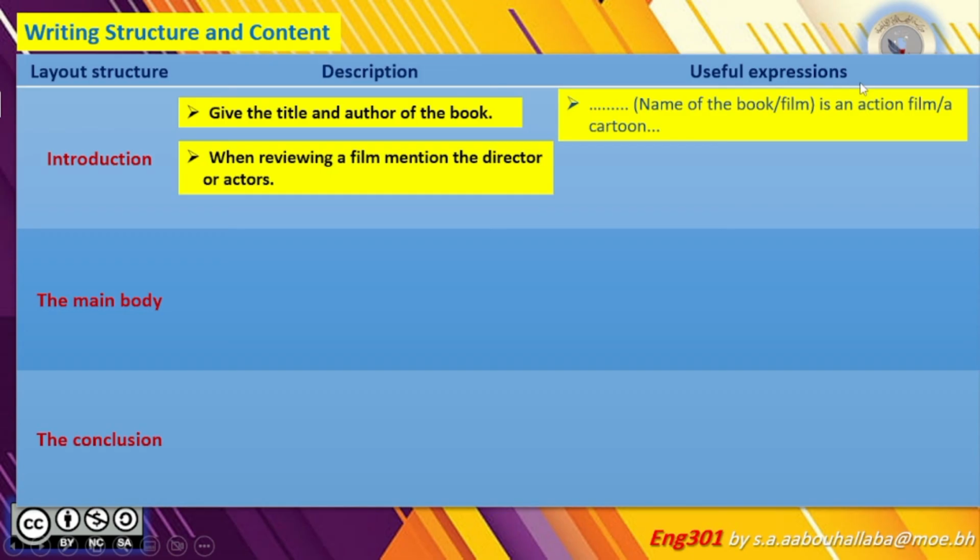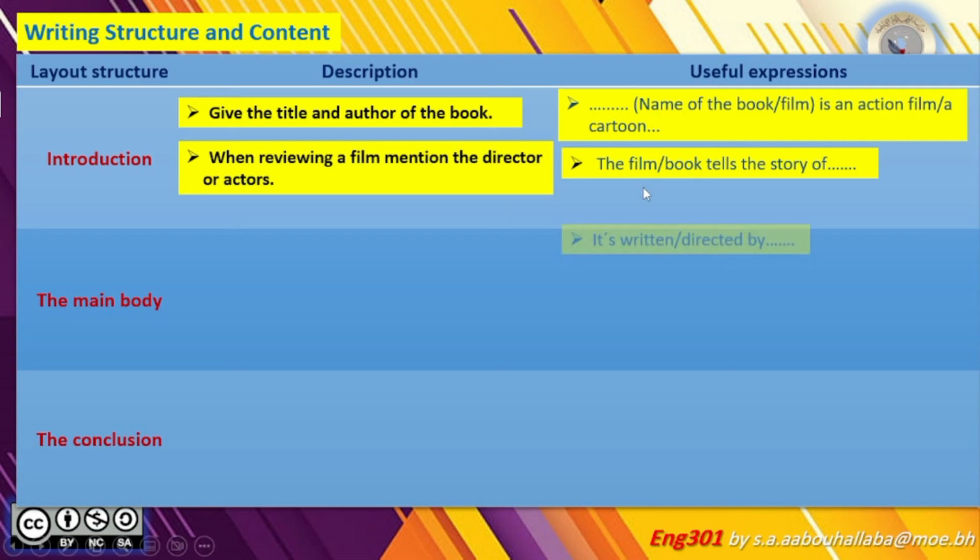Some useful expressions could be: name the book, for example, Harry Potter and the Sorcerer's Stone. It is a film and it is a book, so it can serve us in both directions. It is an action film or cartoon, if we're talking about a film, or it is a great novel, if it is a novel, a book. The film or the book tells the story of, and you start giving a summary of the story of that film or of that novel.